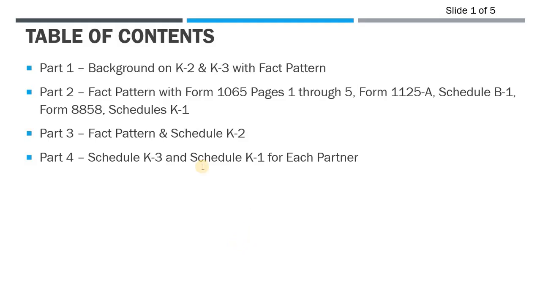Okay, so if we go back to the slide deck here, again, I want to go through everything we're going to cover, and then we'll jump into part 1 in more detail. So in the part 1 video, I want to go over some background on K-2 and K-3 filings, and then cover the fact pattern. And then in part 2, that video will go into more detail in the fact pattern and actually run through the 1065 itself. So we'll look at the 1065, all the pages 1 through 5, any schedules that are required that are going to be consistent with what we've done for years, right? I'm just leaving off the K-2 and K-3 until videos 3 and 4.